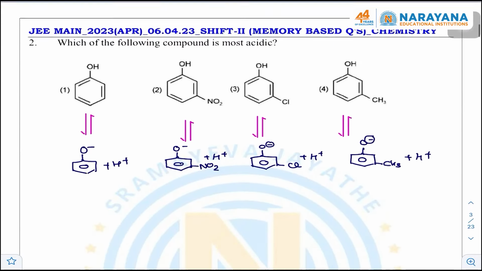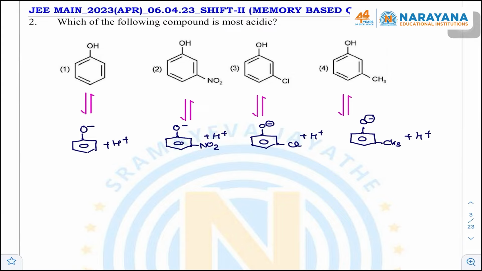Next question is based on GOC. It is asked which of the following compounds is most acidic. This is a routine question. We know that if any acid is losing H plus easily, that is more acidic. That will be determined by the stability of the conjugate base formed. If the conjugate base formed is more stable, the corresponding acid will be more acidic. Now the conjugate base is the anion here. The phenoxide anions will be stabilized by what? The electron withdrawing groups and destabilized by electron releasing groups.